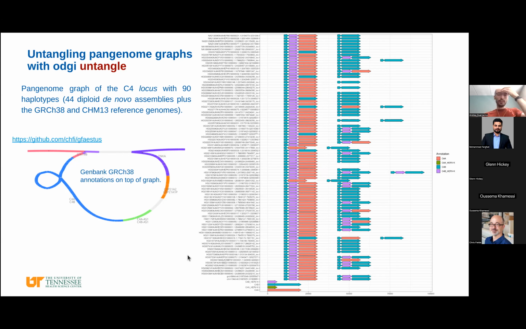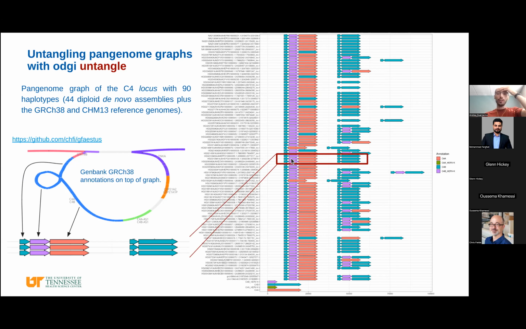How to interpret this plot? Let's take an example. For example, these 3 haplotypes here on the left, these are the names of the haplotypes. You have 90 haplotypes here. This is an HPRC pangenome graph. About these 3 haplotypes, this representation tells us that they are the same. So they go through this loop.